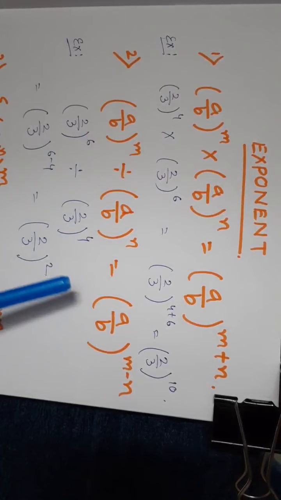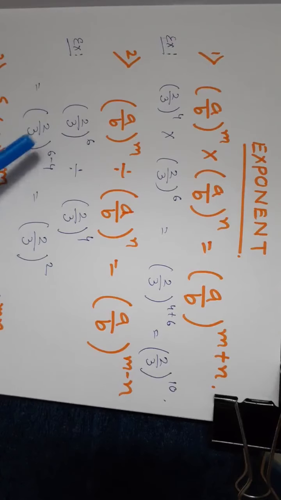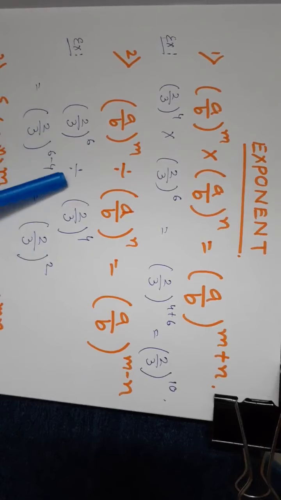So in that case we will get it in this way. We are considering again 2 by 3 raised to the power 6 divided by 2 by 3 raised to the power 4. So it will become 2 by 3 raised to the power 6 minus 4. That means 2 by 3 raised to the power 2.